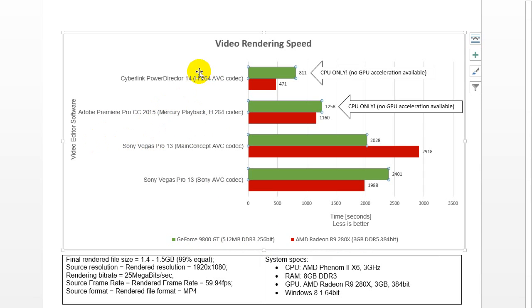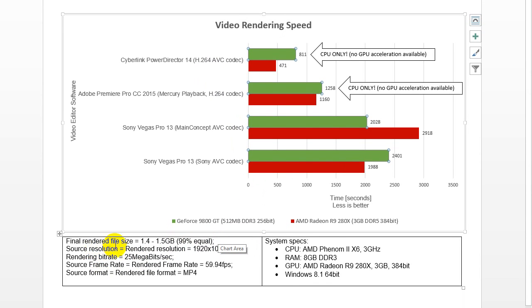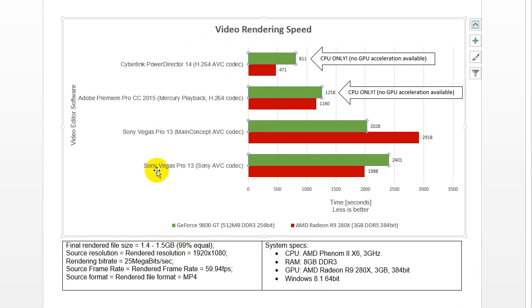Okay, and the codec used was the same here, and this one I think is the same codec, the AVC thing might be the same as H264. Okay, what else to say? The output file was around the same, 1.4 to 1.5 gigabytes, so the difference was very little compared to the different programs.